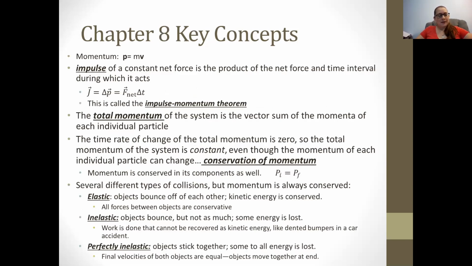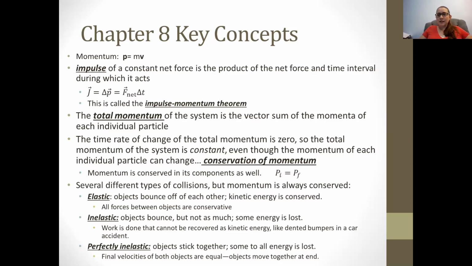Chapter 8 is about momentum. We have that equation there for momentum, p equals mv. So p is our variable for momentum, and it depends on the mass of the object and its velocity. And momentum is a vector. The direction matters. The impulse is the product of a net force and the time interval in which it acts. So this impulse, J, is the change in momentum, which is the net force times that time interval. Since we have this relationship between impulse and momentum, this is called our impulse momentum theorem.